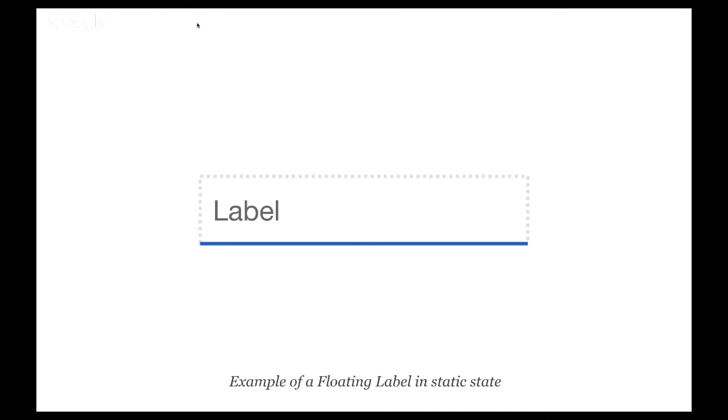So here's a quick little diagram. We have the label element sitting what looks like inside, but is actually on top of the form control. And then when the user clicks into the form control, the label animates up and out of the form control to above.